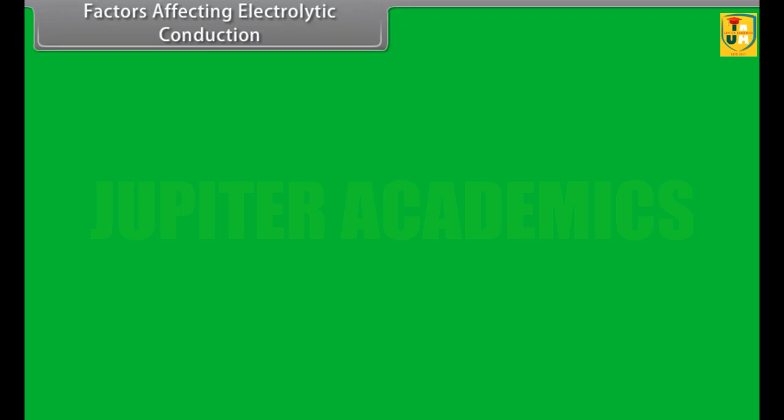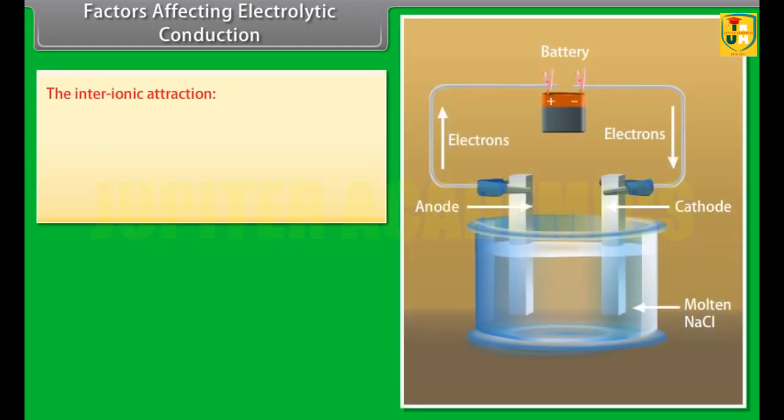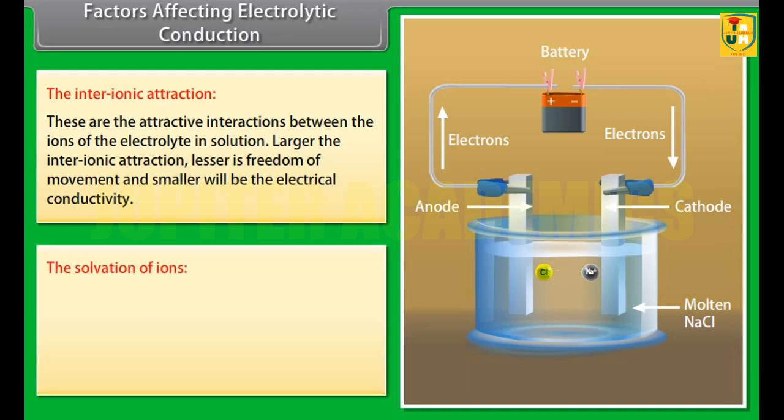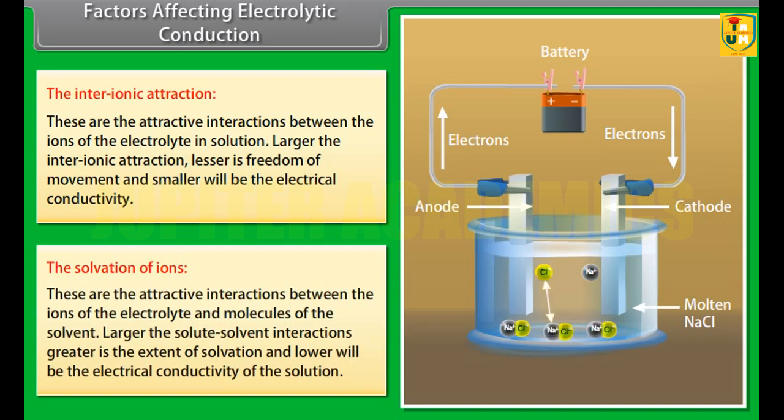Factors affecting electrolytic conduction. Electrical conductivity of the solutions of electrolytes depends on the following factors. The inter-ionic attraction. These are the attractive interactions between the ions of the electrolyte in solution. The larger the inter-ionic attraction, the lesser is the freedom of movement, and smaller will be the electrical conductivity. The solvation of ions. These are the attractive interactions between the ions of the electrolyte and molecules of the solvent. The larger the solute-solvent interactions, the greater is the extent of solvation and lower will be the electrical conductivity of the solution.